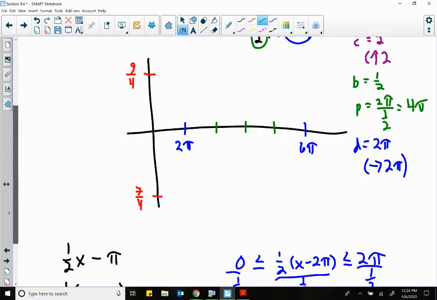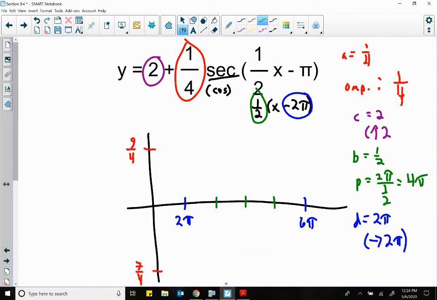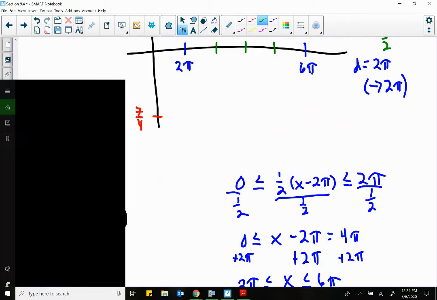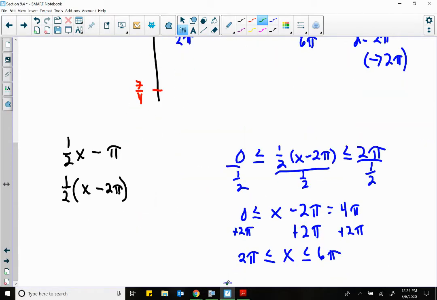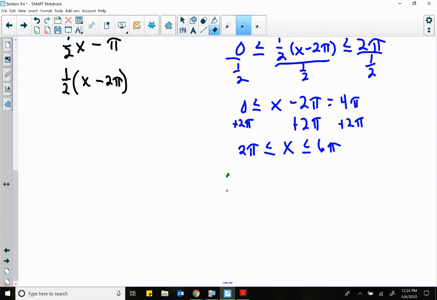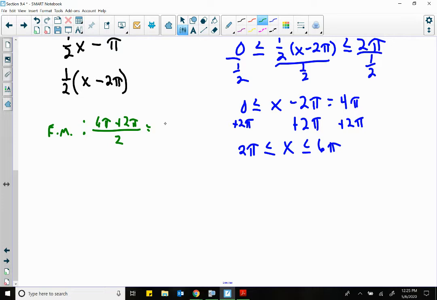Okay, so now we're going to figure out those magic middle numbers. All right. So the exact middle, we'll be taking 6 pi, because that's our largest, plus 2 pi, that's our smallest, divide that by 2. So that will give us 4 pi. That's the exact middle.